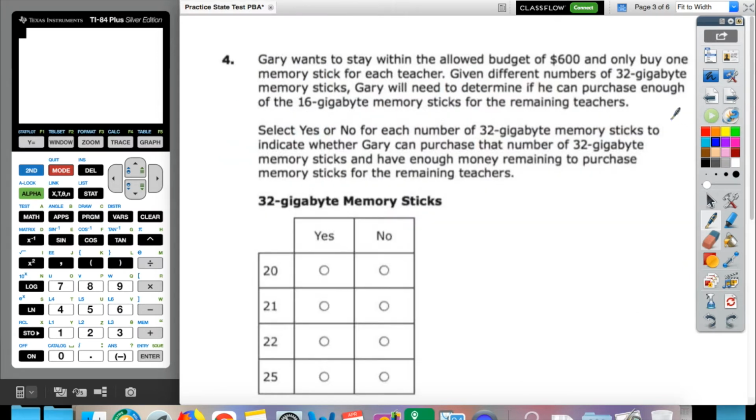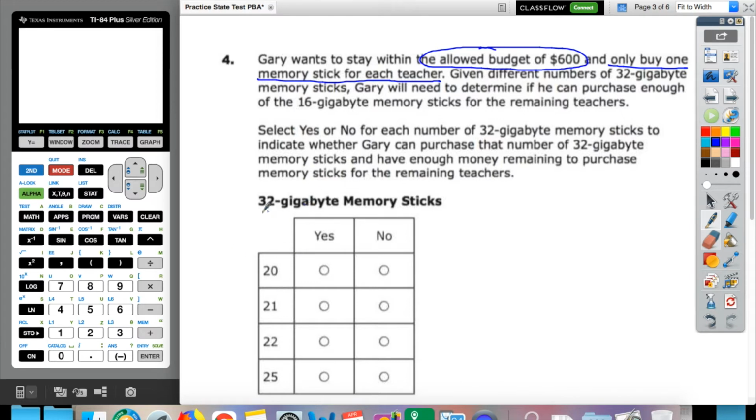Number 4. Gary wants to stay within the allowed budget of $600 and only buy one memory stick for each teacher. So no teacher is going to get like 2, and he has to stay within his budget. Given different numbers of 32 gigabyte memory sticks, Gary will need to determine if he can purchase enough of the 16 gigabyte memory sticks for the remaining teachers. Select yes or no for each number of 32 gigabyte memory sticks to indicate whether Gary can purchase that number of 32 gigabyte memory sticks and have enough money remaining to purchase memory sticks for the remaining teachers.